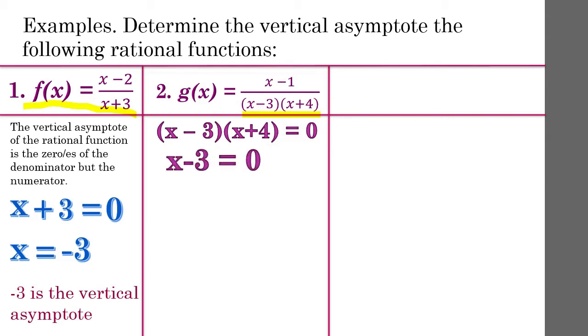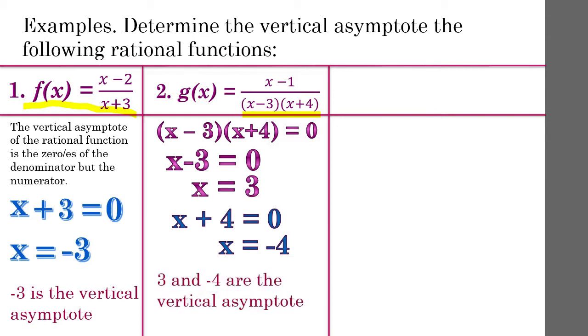Equating the factors to 0, you have x minus 3 is equal to 0, then x is equal to 3. Equating x plus 4 to 0, therefore x is equal to negative 4. So what are the vertical asymptotes of the given function? We have positive 3 and negative 4 as the vertical asymptotes.